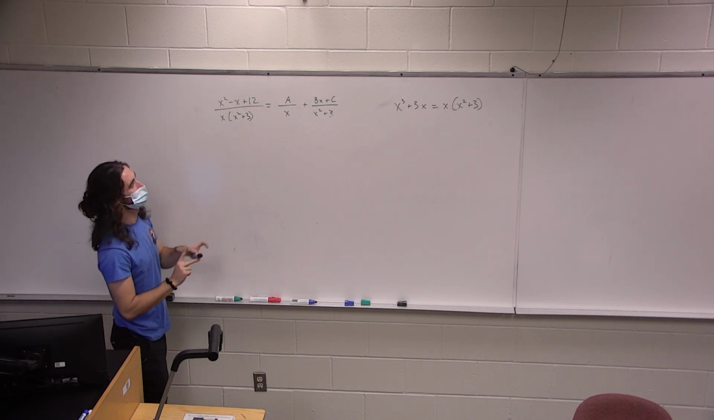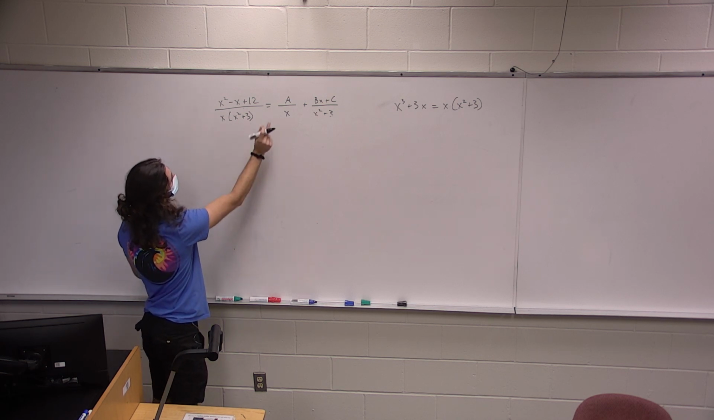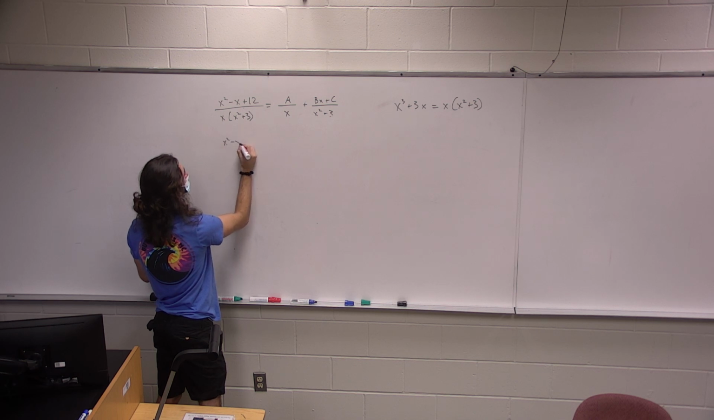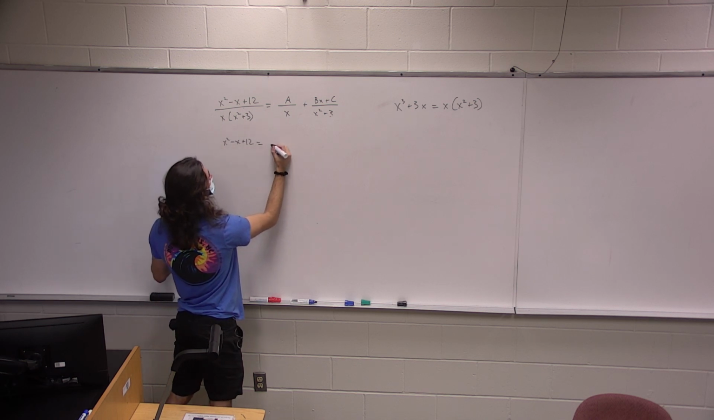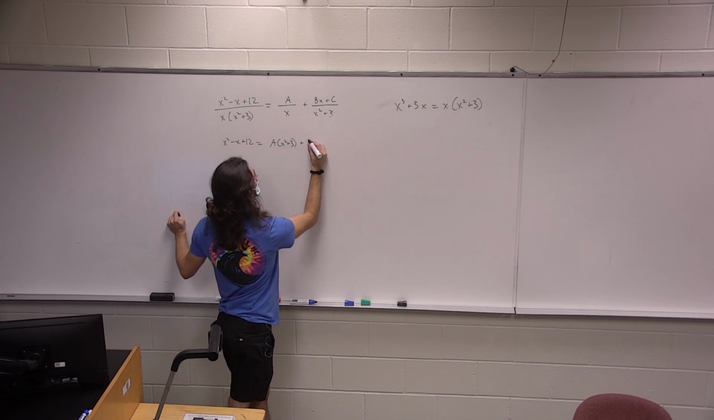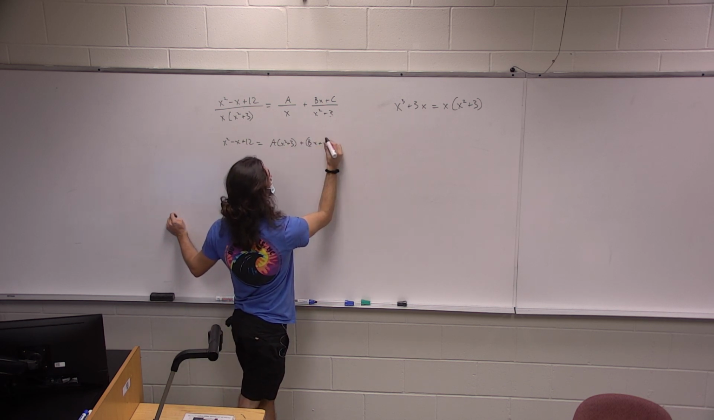So let's see if we can figure out what those are. Again, we'll multiply both sides by everything that's here. So this is going to be a times x squared plus 3, and this is going to be bx plus c times x.